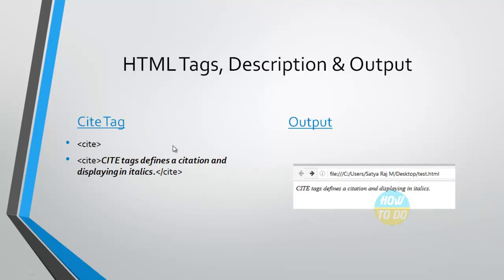Cite tag. Cite tag defines a citation and displays it in italics. This is a tag wherein if you want a specific line, a specific statement or a specific word to be in italics so it is identified easily, you'll be able to use this particular cite tag, and this is the syntax for the same, and this is the output.